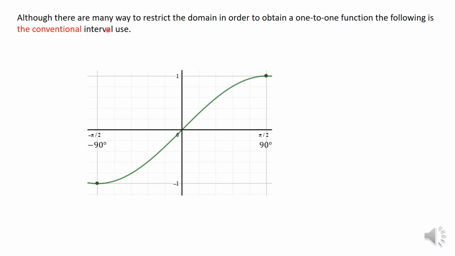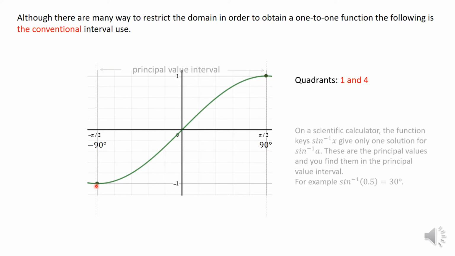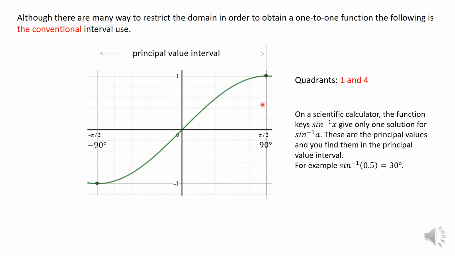Although there are many ways to restrict the domain in order to obtain a one-to-one function, the following is the conventional interval that is used: the interval from minus 90 degrees to 90 degrees. That means in the first quadrant as well as in the fourth quadrant. Take note that in the fourth quadrant you're going to have a negative angle. So this is the domain that we are going to use, and the principal value or interval value that we always refer to is between minus 90 and 90.